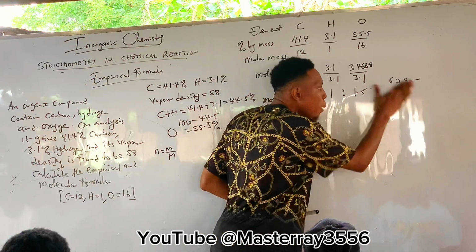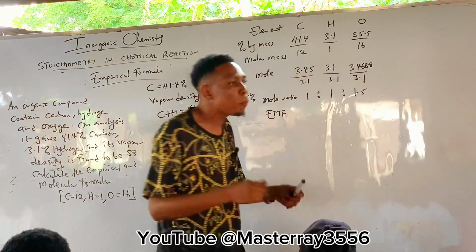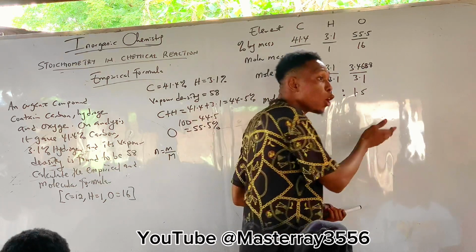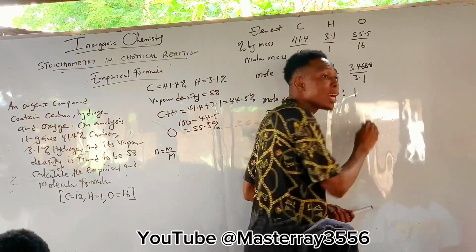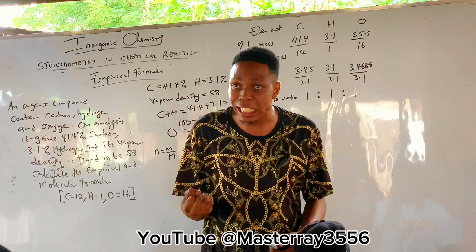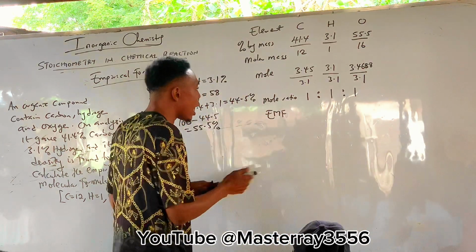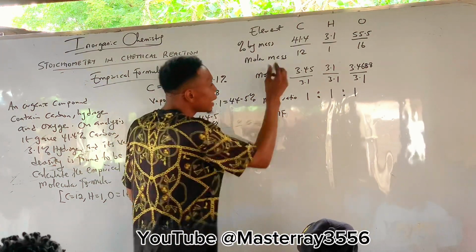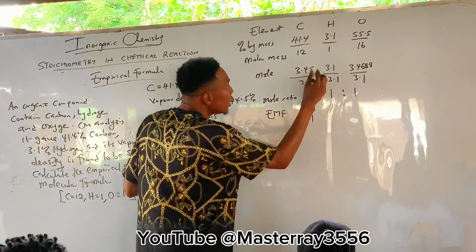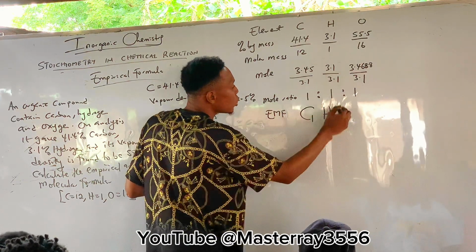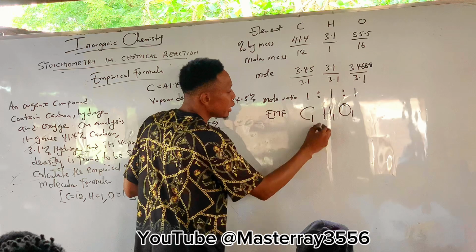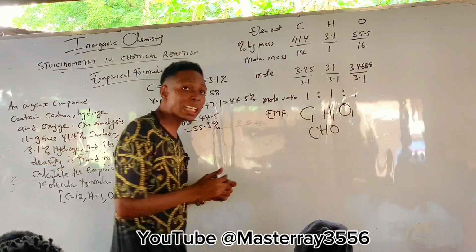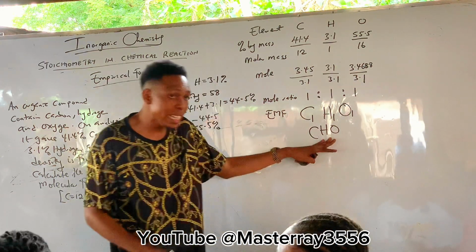When I mean 0.5, it can be 0.5, it can be 1.5, it can be 2.5. Are you following? As long as what? 0.5. Is that clear? All right. So this time around, our EMF, which is the empirical formula, is written as C1, H1, and O1, which is CHO. Is that clear? Yes.